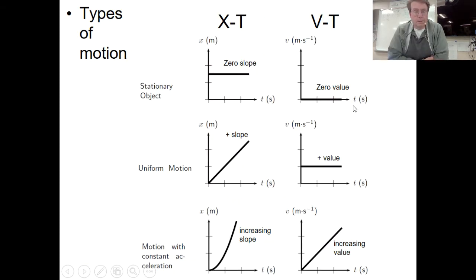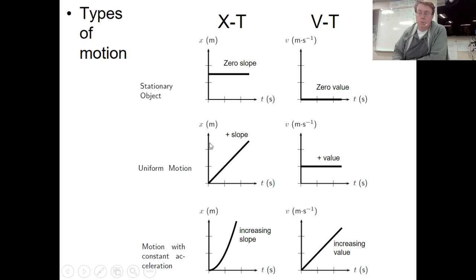All right, types of motion. We have an object just sitting still. The position time graph would be a line of no slope. It would tell us where the object was, and we would know that it's not moving because it's just a line of 0 slope. The velocity time graph for anything that looks like this would just be 0.